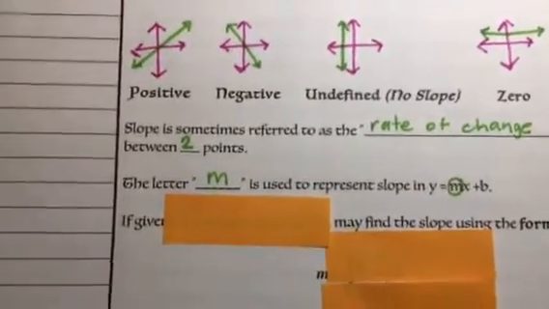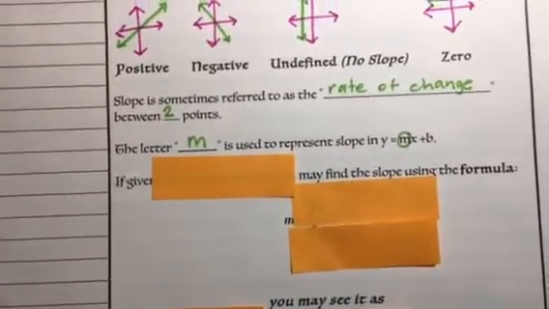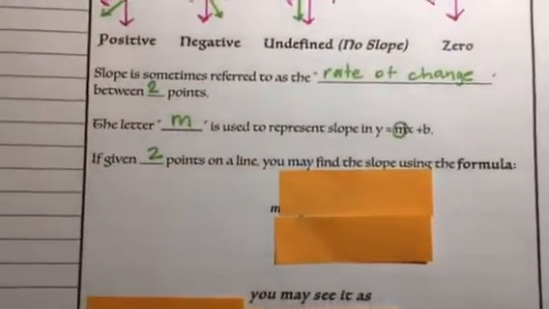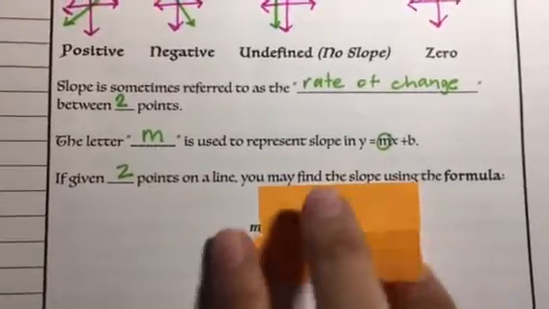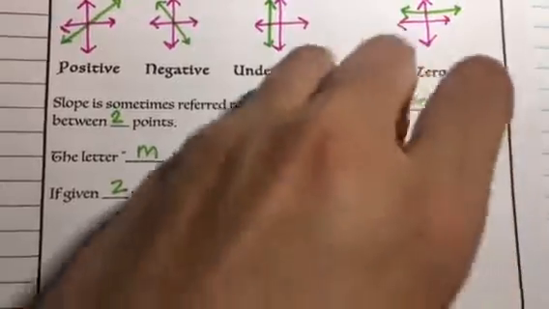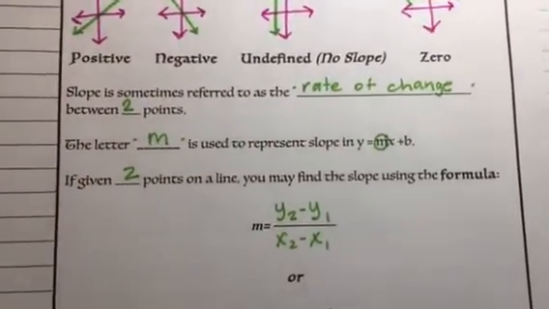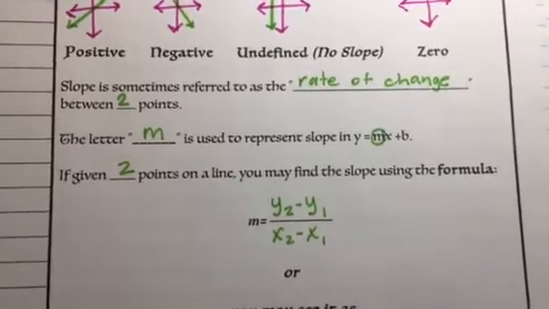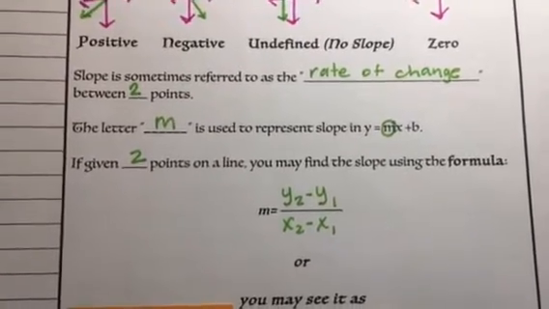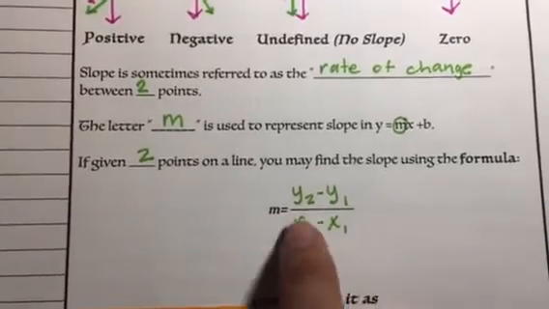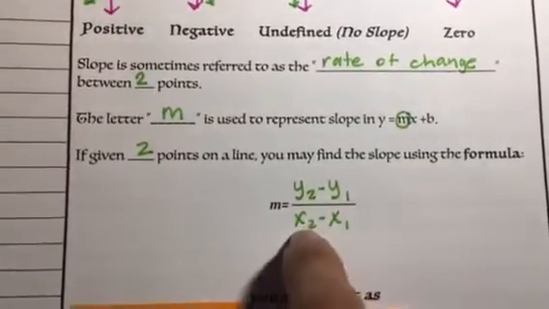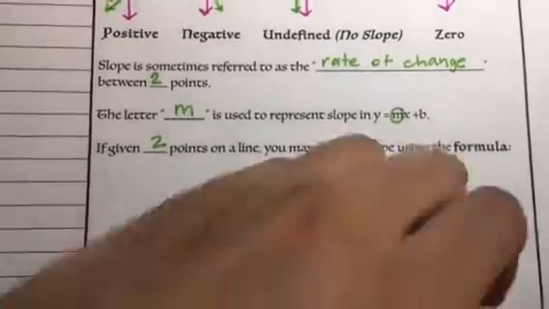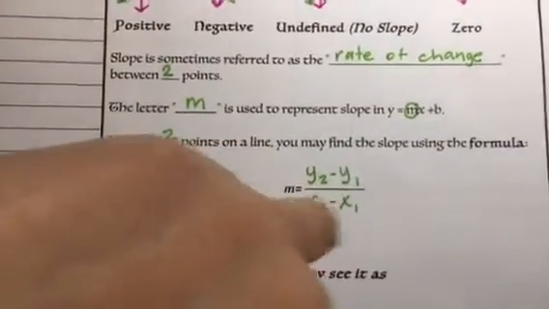Okay, next, if you're given how many points? I think we already talked about this. If you're given 2 points, you may find the slope of the line using the slope formula. Now, I gave you guys a formula. We have m, which is slope, equal to y sub 2 minus y sub 1 over x sub 2 minus x sub 1. So we're going to take the difference: we subtract y sub 2 minus y sub 1, then divide it by x sub 2 minus x sub 1. Okay? Sometimes you may see it as this.